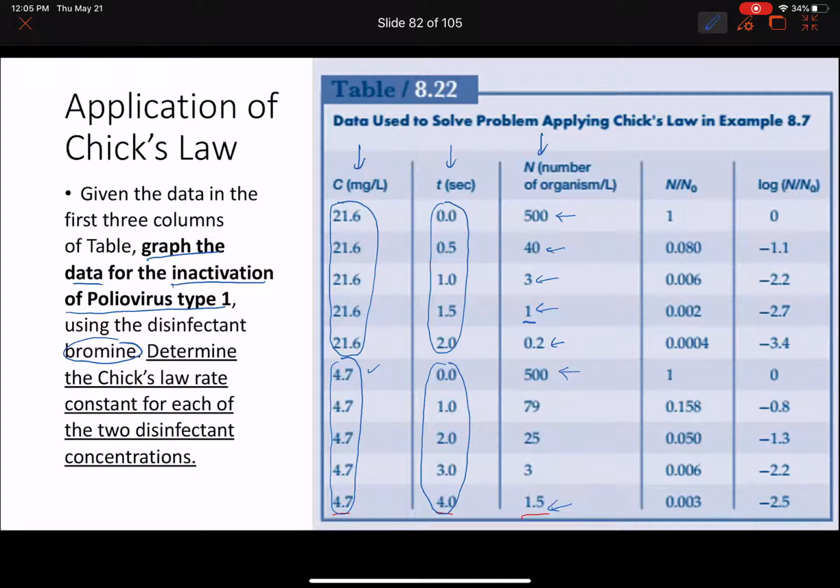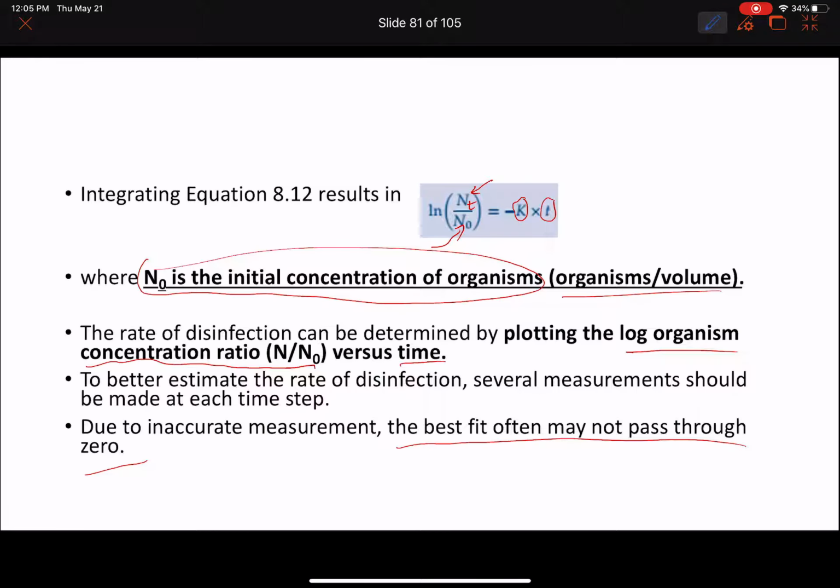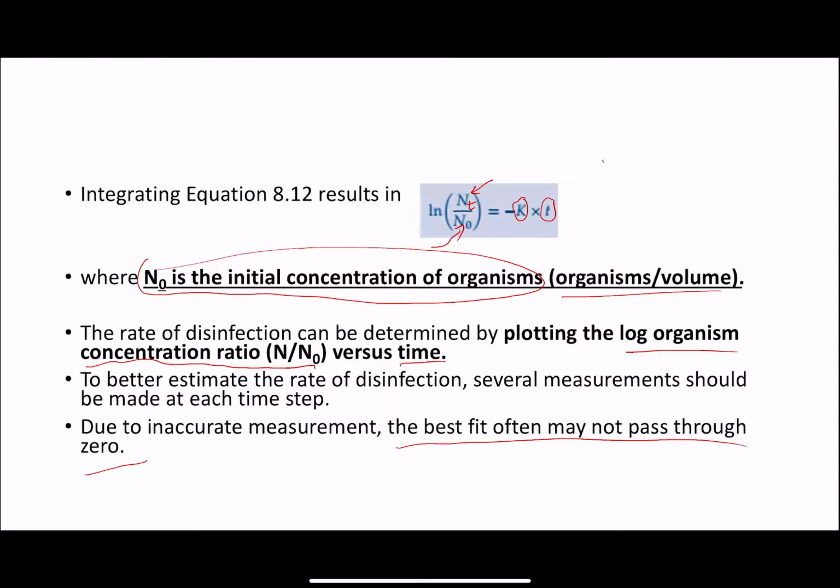Now, let's do N over N naught. Remember the equation? The equation is ln of Nt over N naught equals minus kt. So, of course, here there is no intercept and the line should not be close to 0, 0. So this is the y-axis.